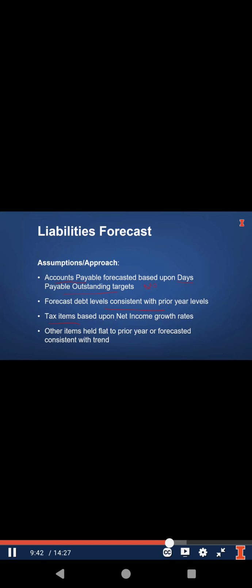We're just going to assume that those tax items are going to change equivalent to our pre-tax income, or our net income growth rate changes as well. And so we'll take those percentage changes from the income statement and apply those to tax liability items. And then there's going to be other items. So oftentimes other non-operational items, just to keep it consistent and keep it really focused on operating results, we're going to assume that these other items are going to be equal to the most recent fiscal year or flat to the prior year, or if there's an observable trend, we can use that observable trend.